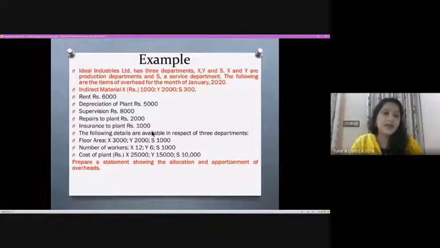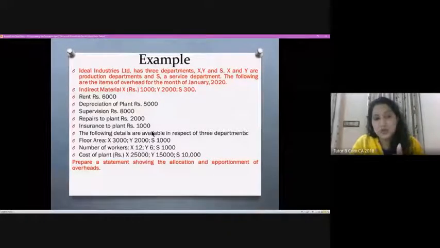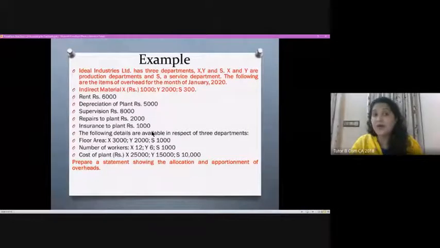Now, when we look at the next few expenses, we can say that there is no particular allocation given to X, Y, S. Instead, rent as a whole is given, depreciation expense as a whole is given, supervision as a whole is given, right? Now the question of apportionment comes. Now we really have to think about apportionment, right? This is the concept where we will apply apportionment on some logical basis.